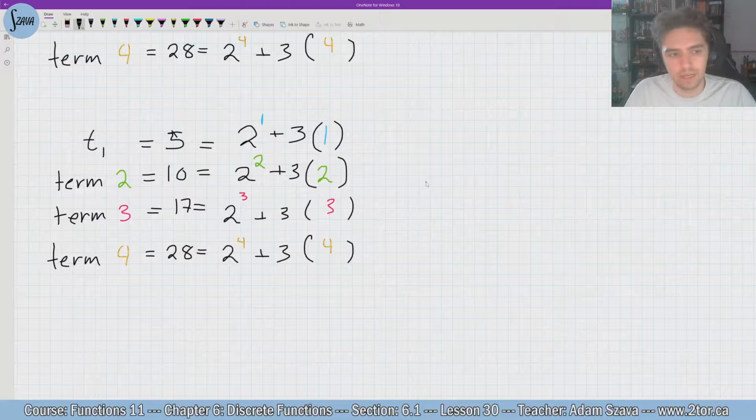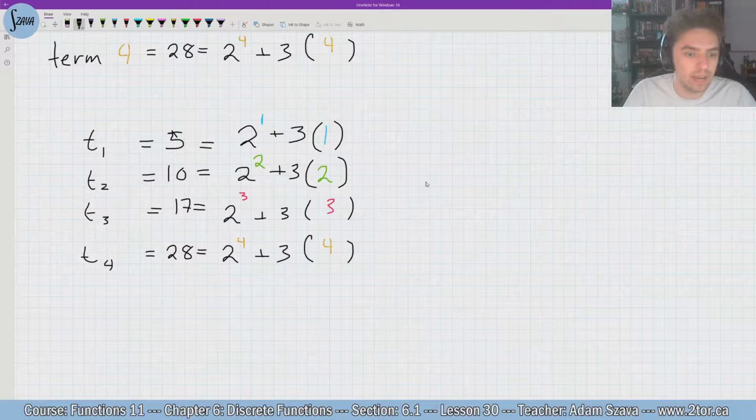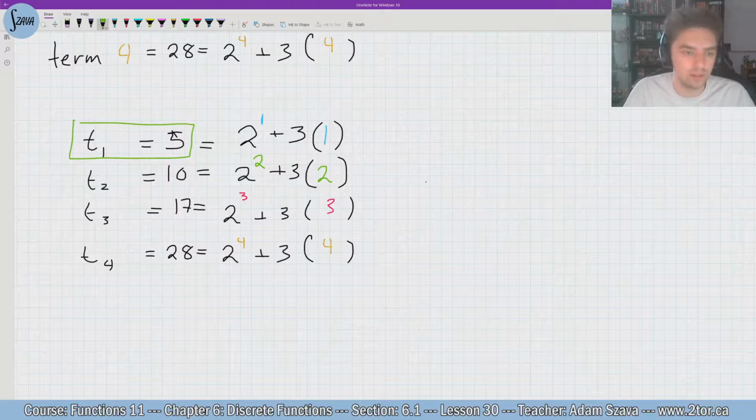That's fine. And so then you might expect this one's going to be T2. This one's going to be T3. It kind of stands for term 3, term 4, and all that. So T5 would be the next term. So T1 is equal to 5 in the sequence. What that means is our first term is equal to 5. T2 equals 10, and so on and so forth.